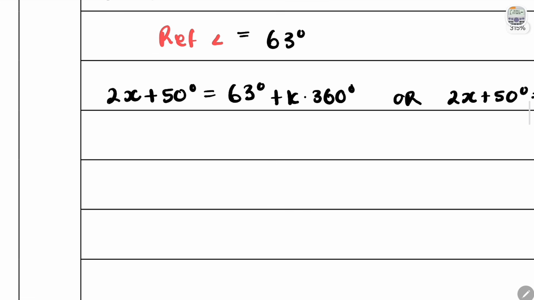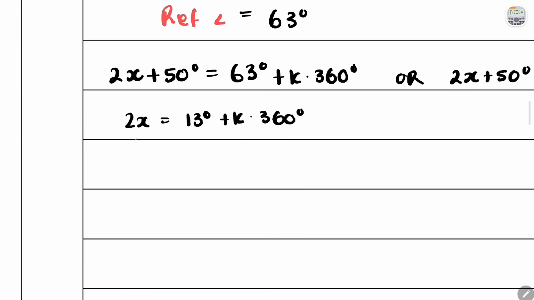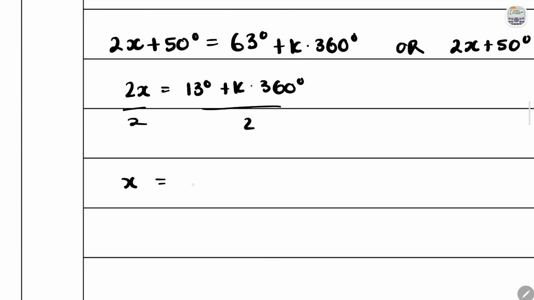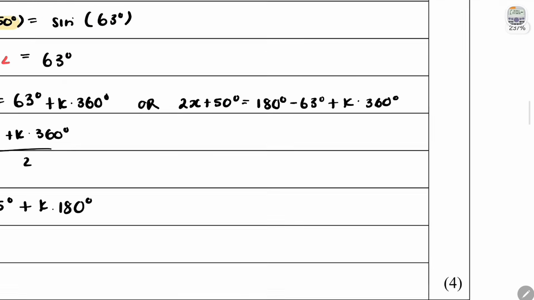Let's solve for x over here. So if we transpose 50 degrees, we have 2x is equal to 63 minus 50, which is 13 degrees, plus k of 360 degrees. And then we can just divide both sides of this equation by 2. So if you divide by 2, x is finally equal to 13 divided by 2, which is 6.5 degrees, plus k of 360 divided by 2, that is 180 degrees. So that is our first general solution.